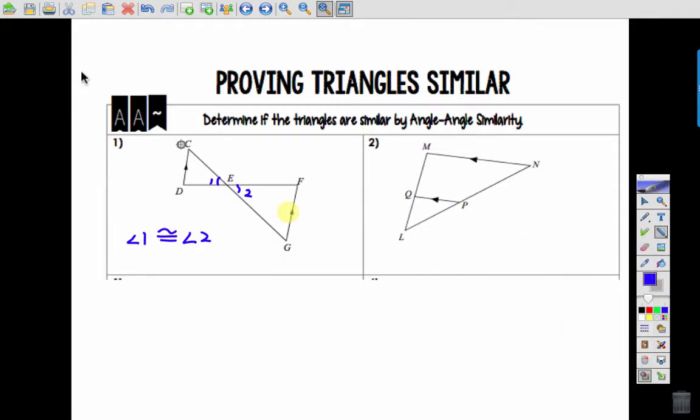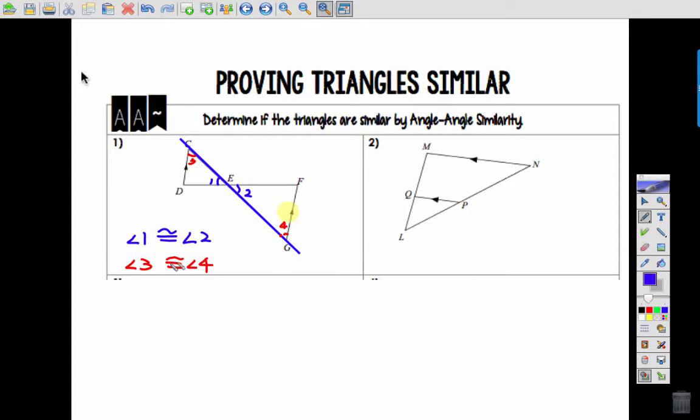I can do this a little bit more elegantly by using lines. So if I do CG right here, this is a transversal. And when I have parallel lines and a transversal, I have angle 3 and angle 4 being alternate interior angles. And I can say angle 3 and angle 4 are congruent as alternate interior angles because these 2 lines are parallel. We learned that in chapter 3.